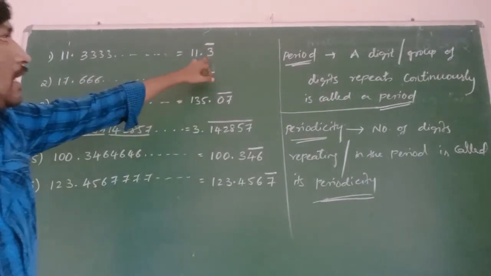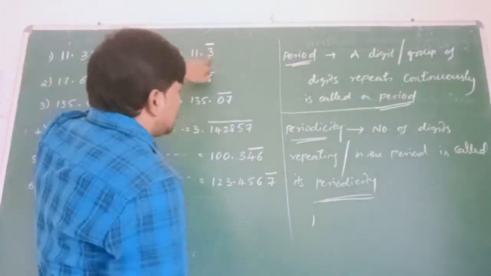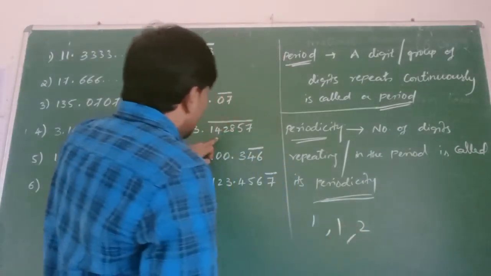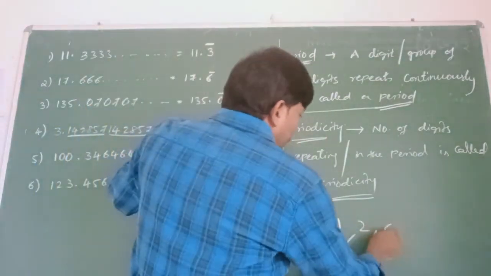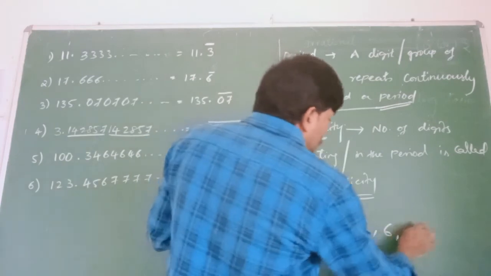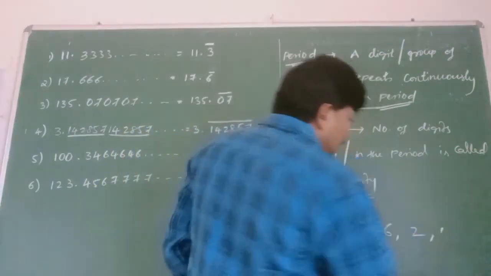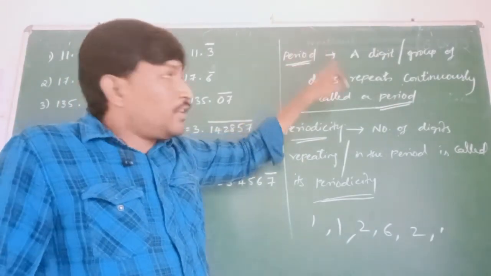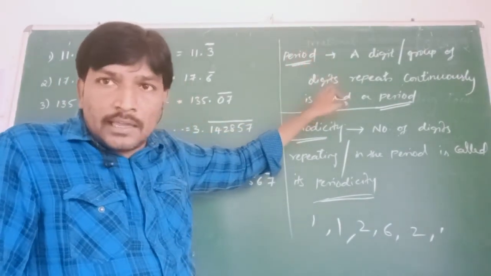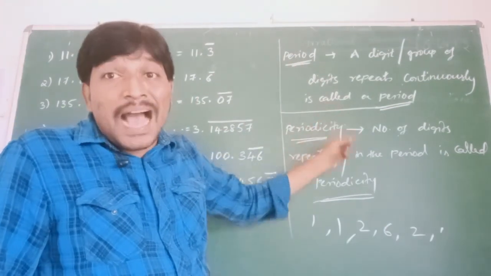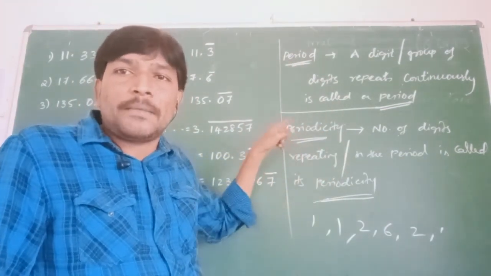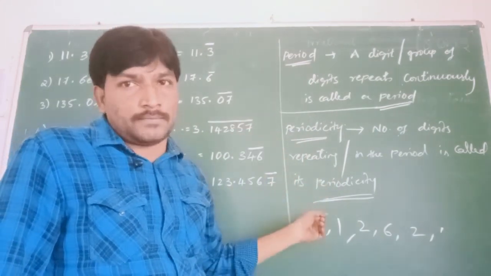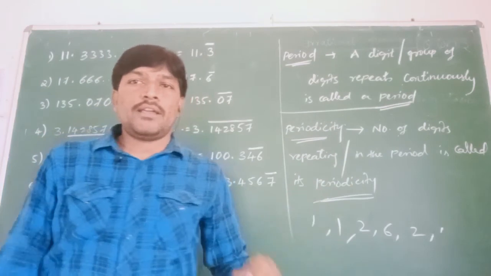Let's go through an example of periodicity. Here, how many digits are repeating? Only one digit is repeating. Here, only one digit is repeating. Here, two digits are repeating. Here, 1, 2, 3, 4, 5, 6, six are repeating. Here, only 2 are repeating. Here, only 1 is repeating. That means the digit or group of digits which repeats continuously is called the period, and the number of digits present in the period is called its periodicity.